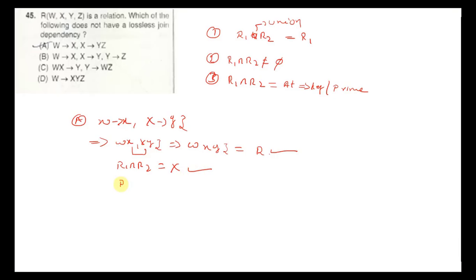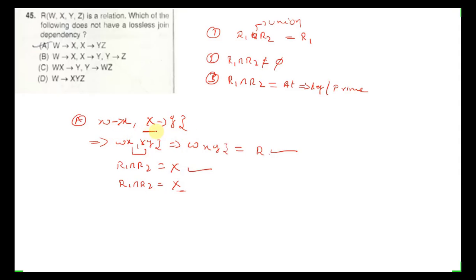And the next condition, R1 intersection R2, gives an attribute as a result. That attribute is either a key or prime attribute in any one of the decomposed relations. Okay, so see whether x is a prime attribute or not. For this one, refer to the functional dependencies given in option A, that is w determines x and x determines yz.